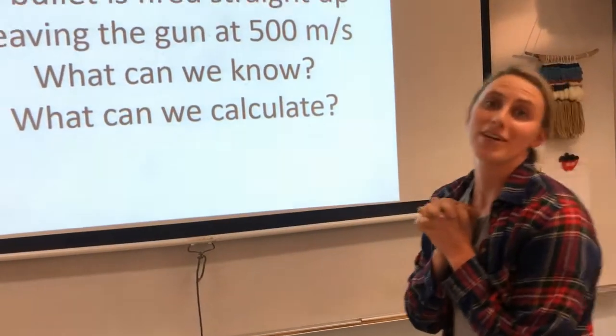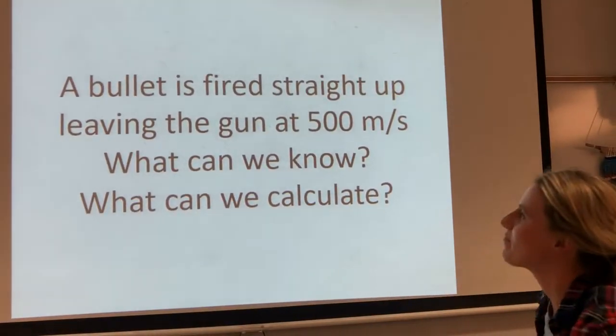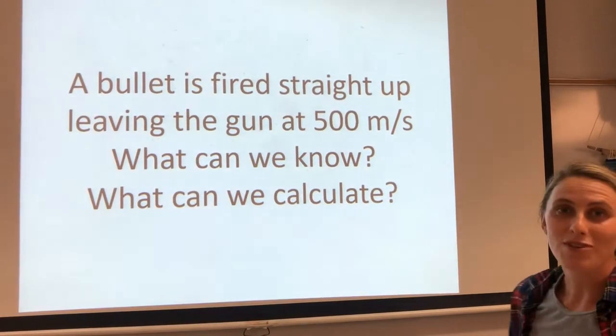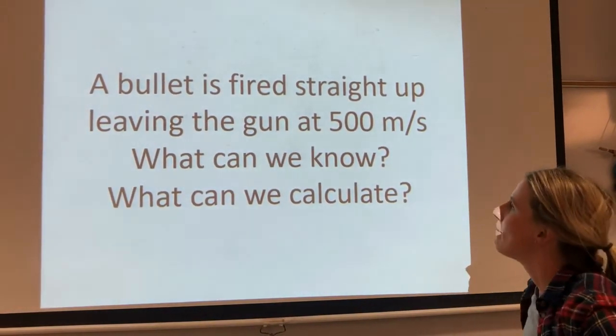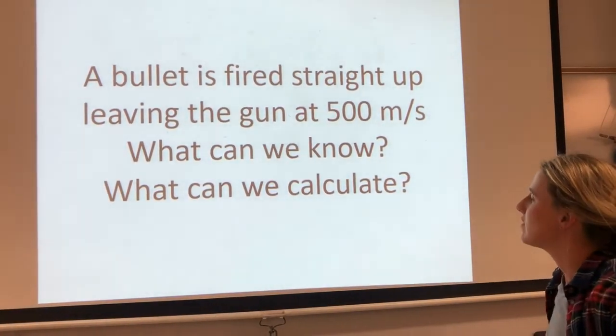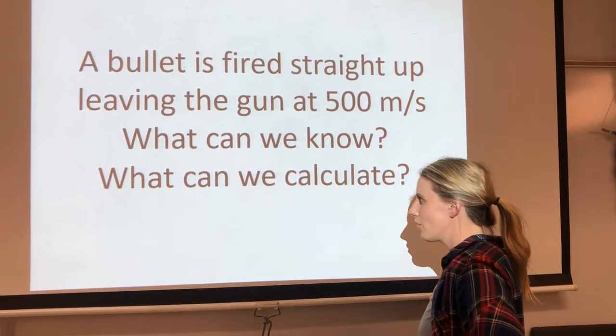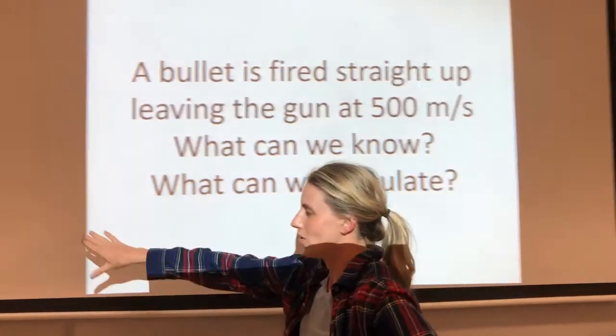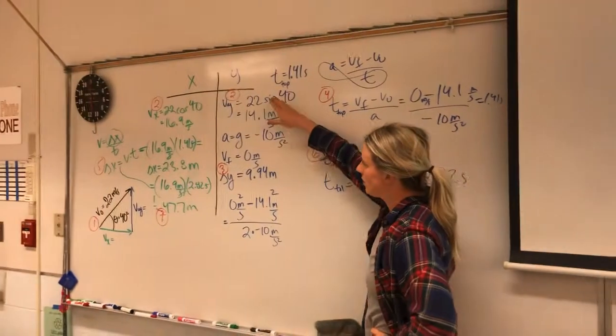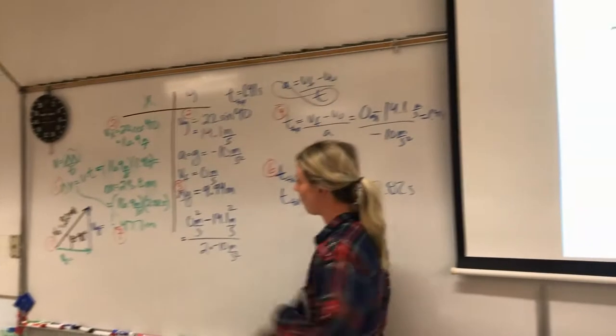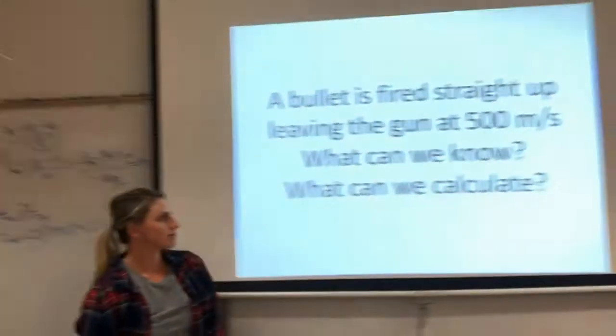Okay, this is for you guys to do. You're going to pause the video and do this question. Answer this question in your notebook. A bullet is fired straight up, leaving the gun at 500 meters per second. What can we know? What can we calculate? Think about what we can know, and what different things we can calculate.